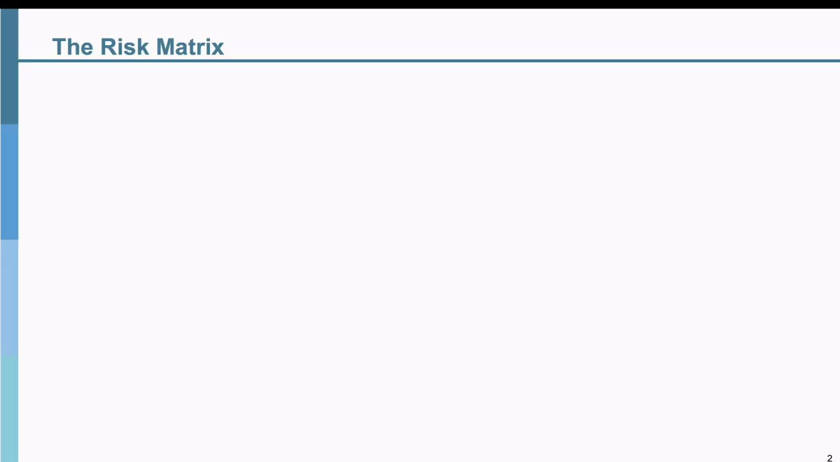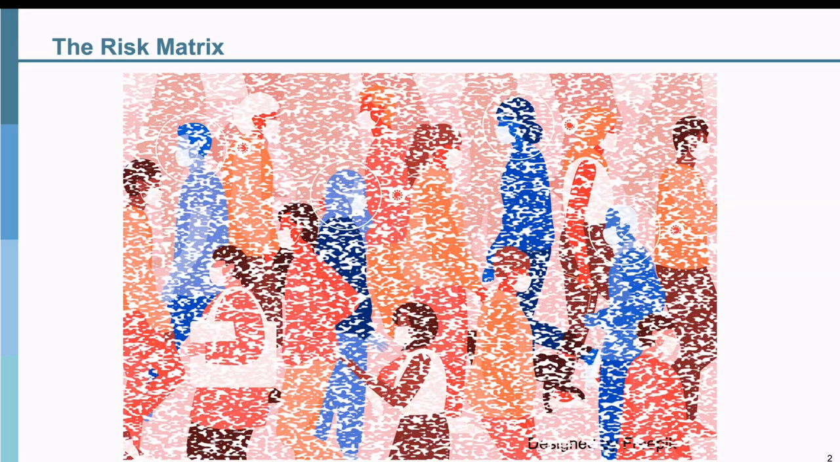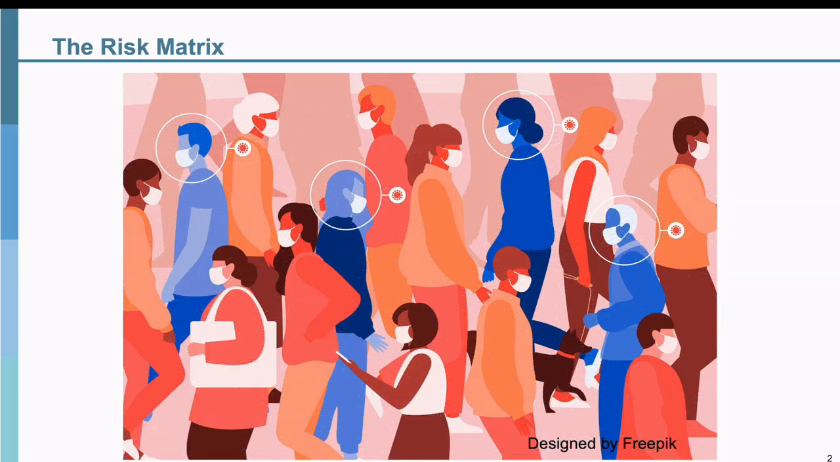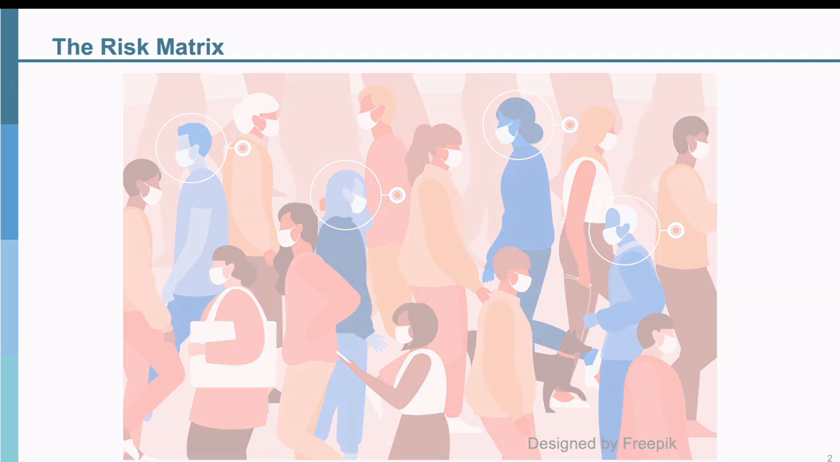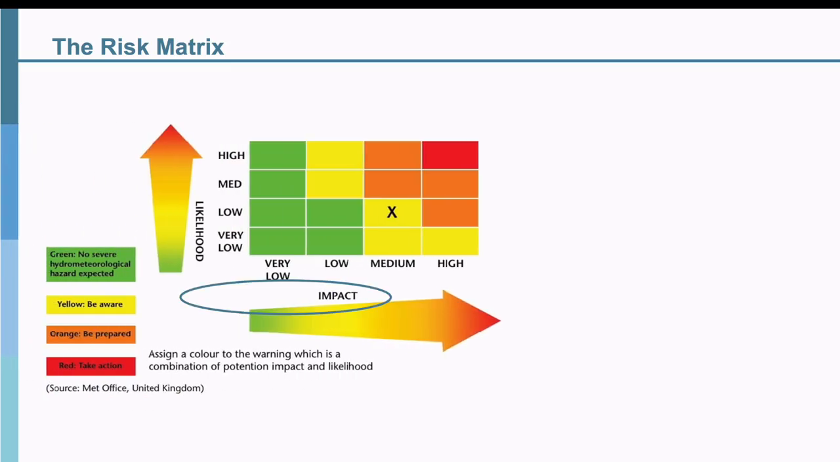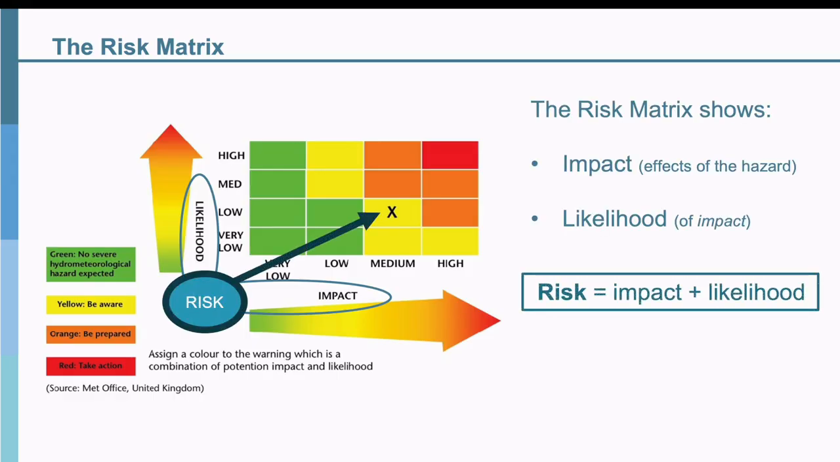Okay, so what is a risk matrix, and how is it created? A risk matrix is a graphical representation of the overall risk to a population from any given hazard. The matrix shows how risk has been assessed based on the hazard's potential impact and the likelihood of that impact occurring. Now let's think about impact and likelihood, the constituent components of risk, in a bit more detail.